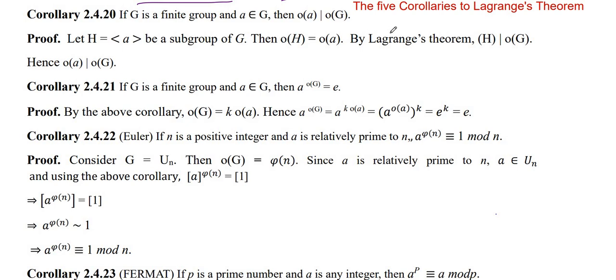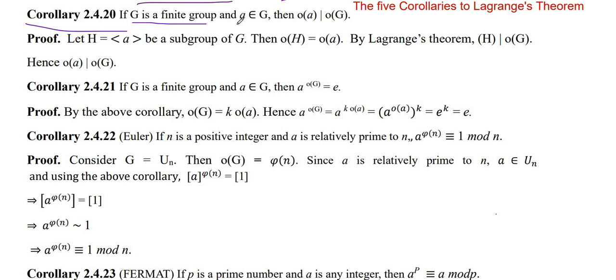In this video, we are going to have the 5 corollaries to Lagrange's theorem. The first one is if G is a finite group. See, Lagrange's theorem itself is true only if G is a finite group. So we have to start like this only.